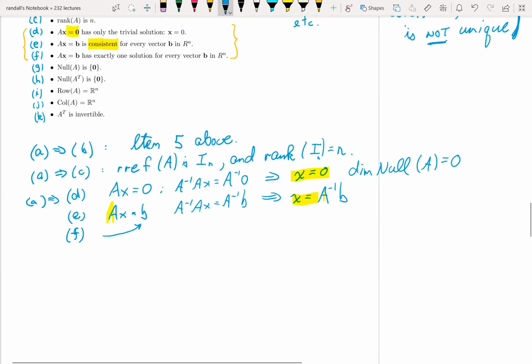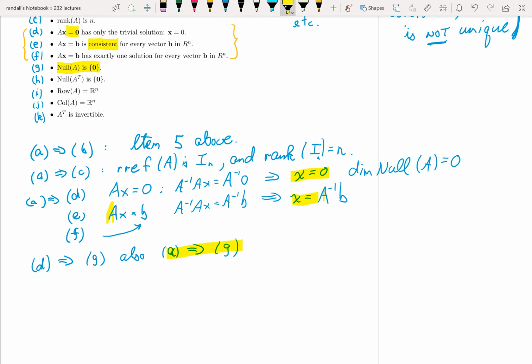Okay, let's try something else that doesn't use A in it. Let's try D implies what? D implies G, okay? I just mentioned that too. So we can say something about the null space of A, which follows from what we know about the homogeneous solution having only the trivial solution. So because D implies G and A implies D, we also have A implies G. So that's how you can work your way through these statements. I can go to A implies G through A implies D and D implies G. Using this formulation of that implication, this says that if A is invertible, then the null space is the 0 vector.